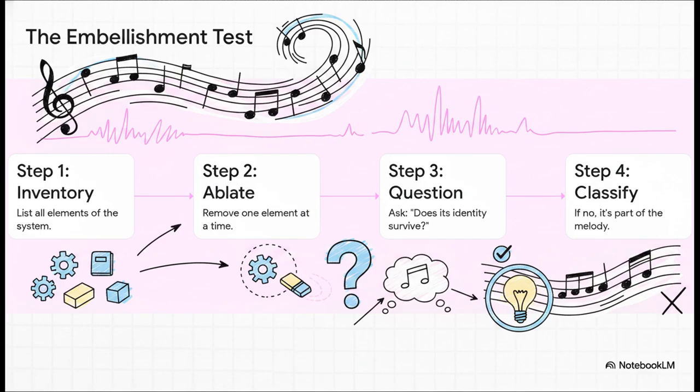Step 1, list out all the different pieces of the thing you're looking at. Step 2, in your head, just start taking them away one by one. And then step 3, you ask this one crucial question. Does it still feel like the same thing? Does its identity survive? If the answer is no way, then bingo, you've just found a piece of the melody.